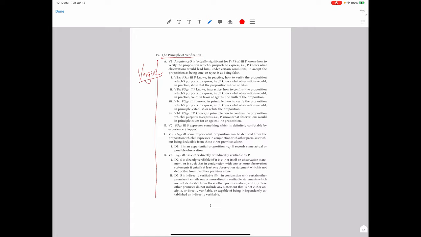The other thing is the distinction between knowing in principle and knowing in practice. Do you know in principle how to verify or confirm a proposition? On this score, first, this is supposed to be a vague account, and Ayer wants to replace it with something more precise, which shows up in B, C, and D. B is something more precise that Ayer doesn't like. C and D are his preferred directions for characterizing what it is for a sentence to be factually significant.